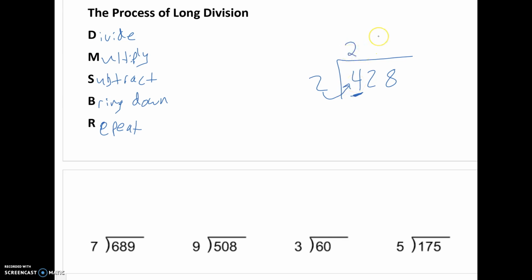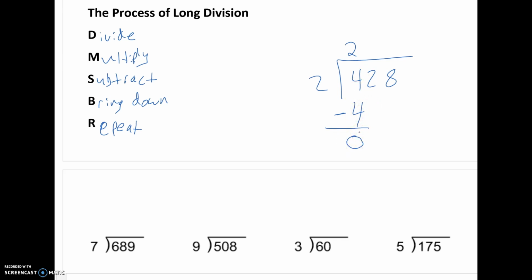All right, exactly. The next step is you multiply. So we're going to multiply 2 times 2, which gives us 4. 4 goes beneath here. Okay, let me get rid of some of these little lines. Okay, there we go. So we multiply to get 4. Our next step is S, subtract. So put a subtraction sign. 4 minus 4 is 0.